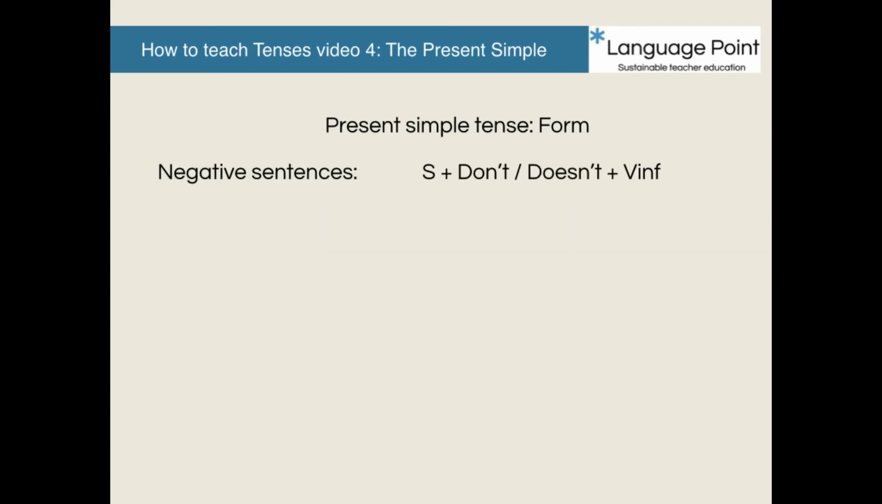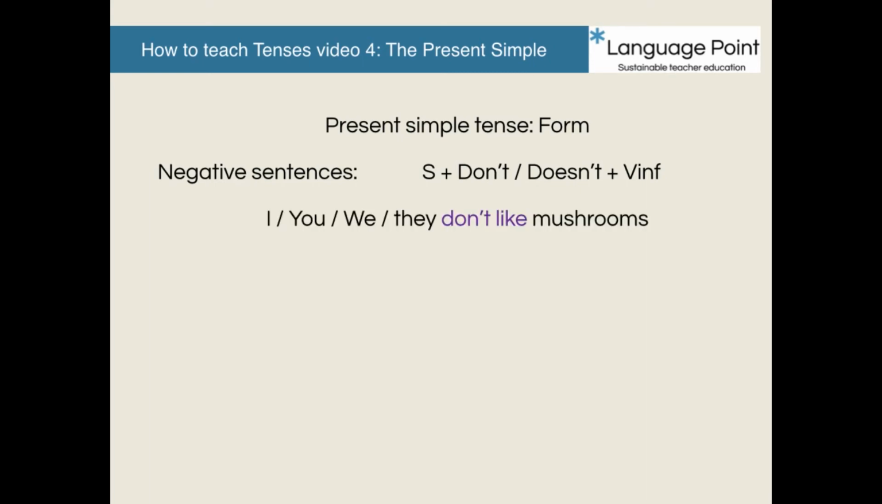So, continuing with the form, we can look at negative sentences. Now remember that simple tenses take a do auxiliary, so in their negative form, the simple tense will have a don't or a doesn't. That's a present form of do, and it's in the negative, so it's subject plus don't or doesn't plus infinitive. And again, this depends on the person of the sentence.